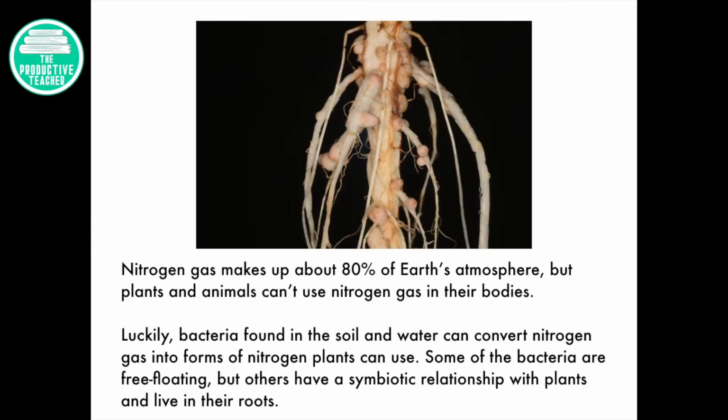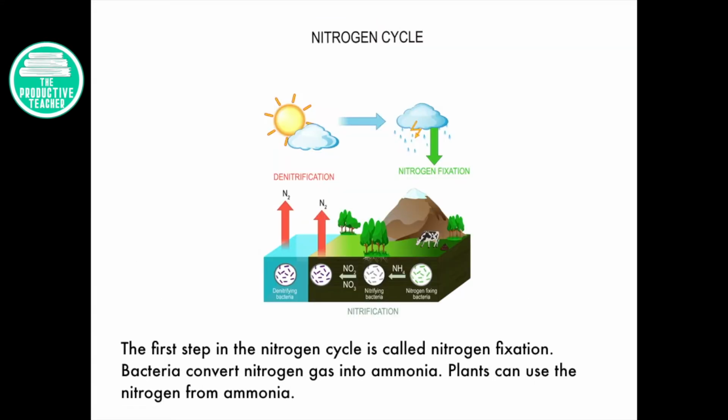Nitrogen gas makes up about 80% of Earth's atmosphere, but plants and animals can't use nitrogen gas in their bodies. Luckily, bacteria found in the soil and water can convert nitrogen gas into forms of nitrogen plants can use. Some of the bacteria are free-floating, but others have a symbiotic relationship with plants and live in their roots.